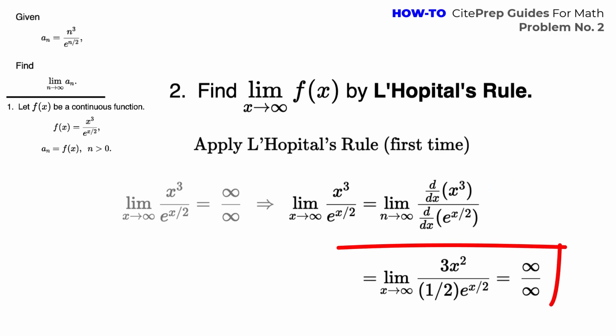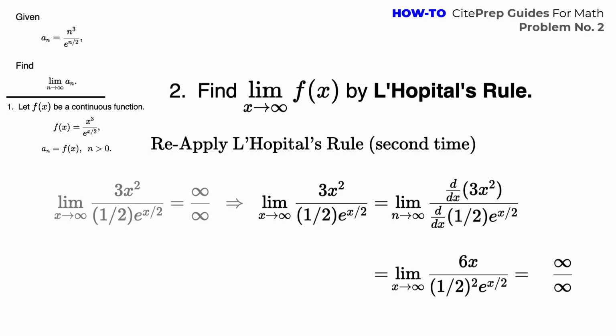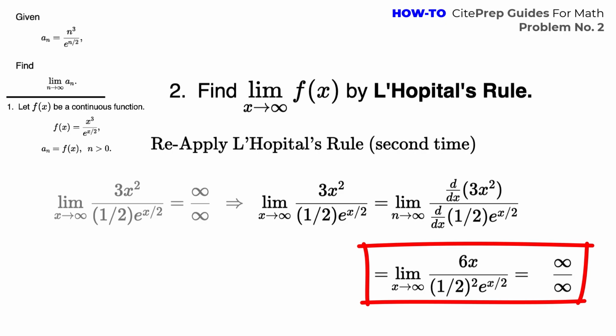Unfortunately, the result from applying L'Hopital's rule the first time is yet another indeterminate form. Therefore, we must apply L'Hopital's rule a second time. As before, we apply L'Hopital's rule by taking the derivative of the numerator and denominator individually, then finding a new limit by direct substitution. Unfortunately, again, the result of our second application of L'Hopital's rule is yet another indeterminate form.